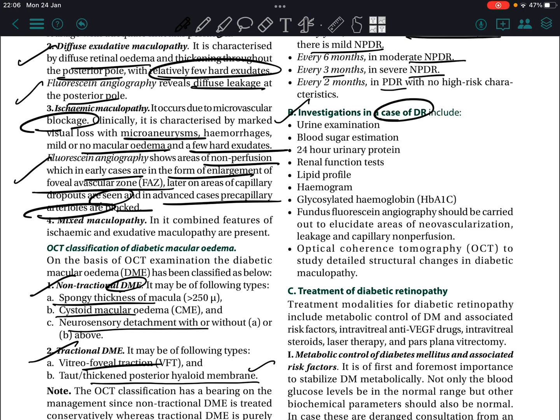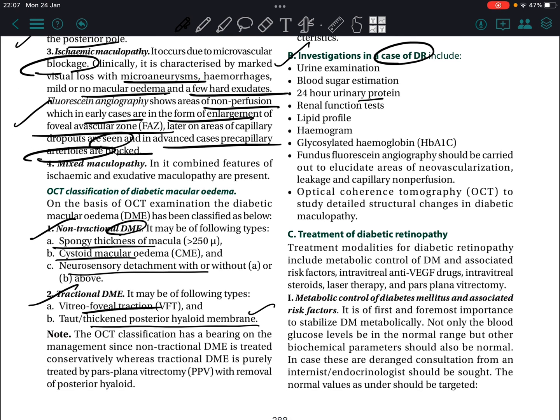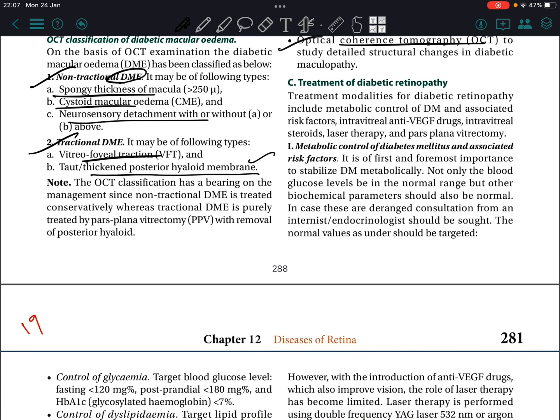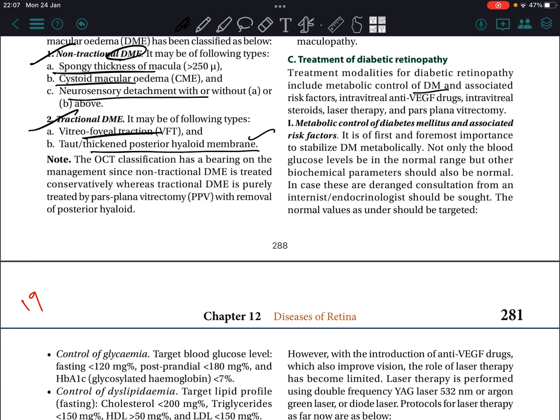Investigations in case of DR: urine examination, blood sugar, 24-hour urine protein, renal function test, lipid profile, hemogram, glycosylated hemoglobin, HbA1c, fundus fluorescein angiography, optical coherence tomography. Treatment of diabetic retinopathy. Treatment modalities include metabolic control of DM and associated risk factors, intravitreal anti-VEGF drugs, intravitreal steroids, laser therapy, vitrectomy, etc.